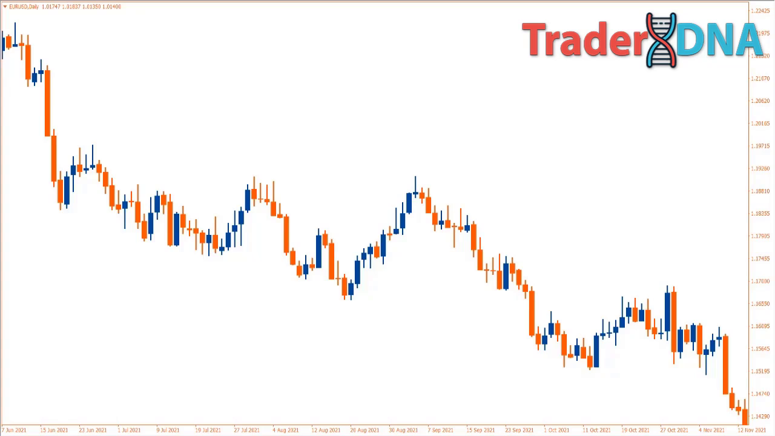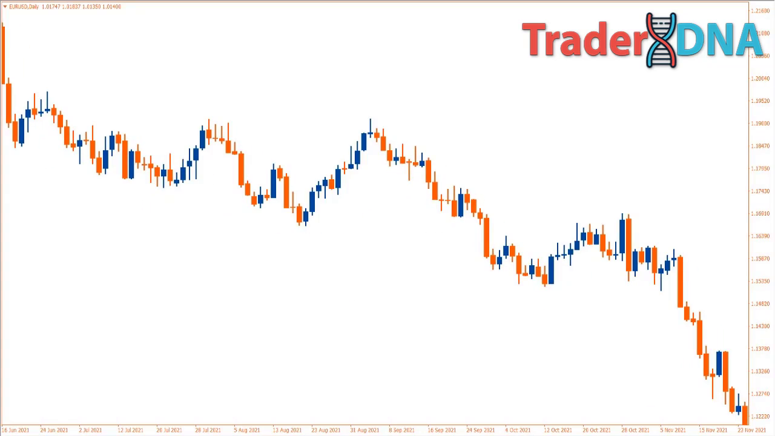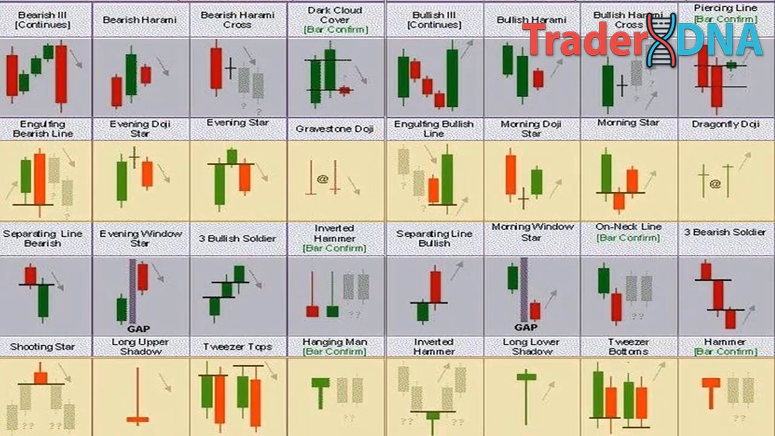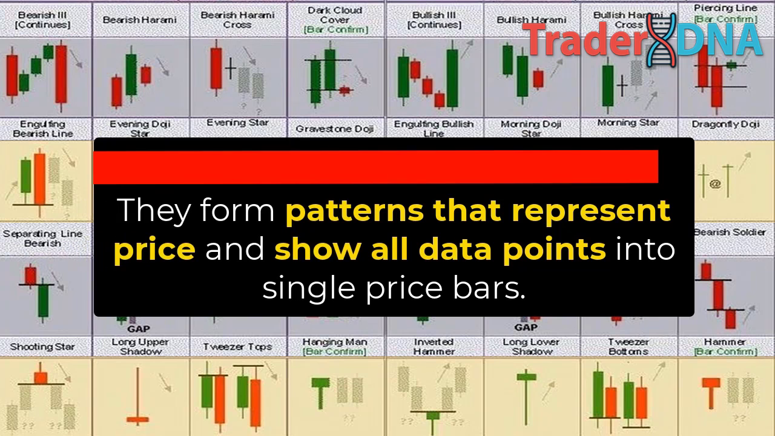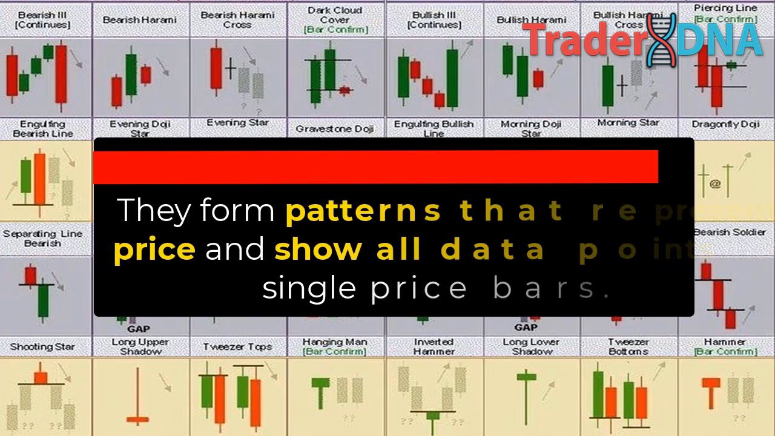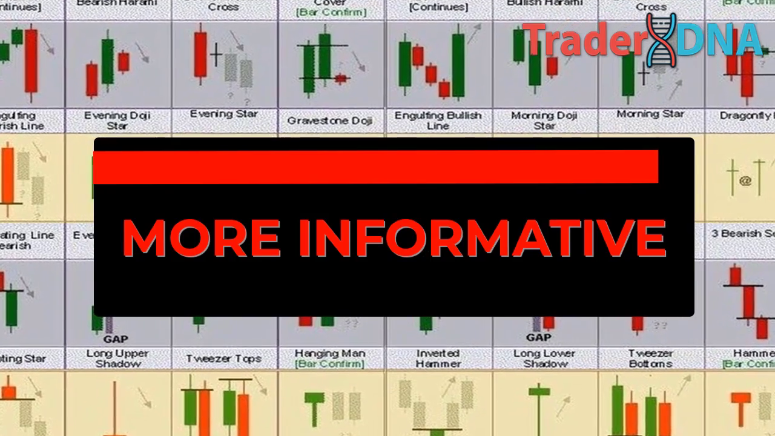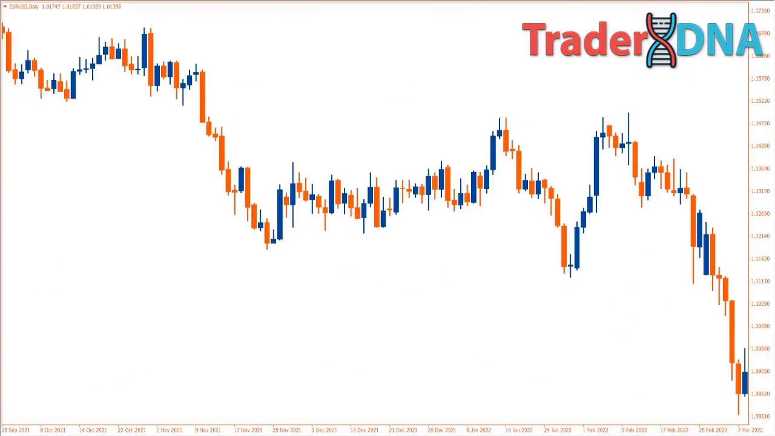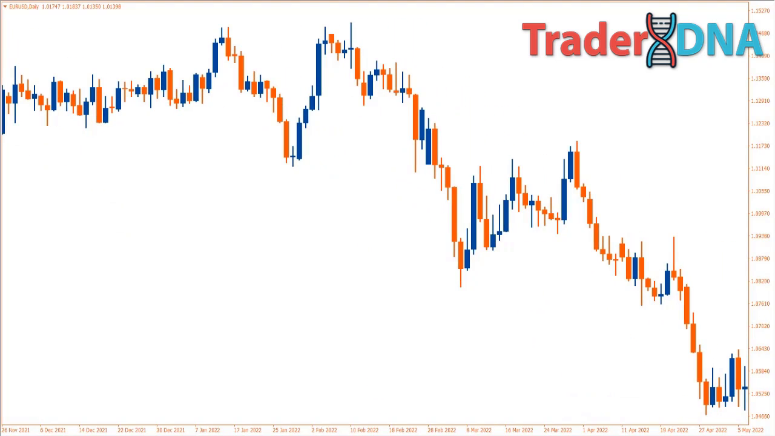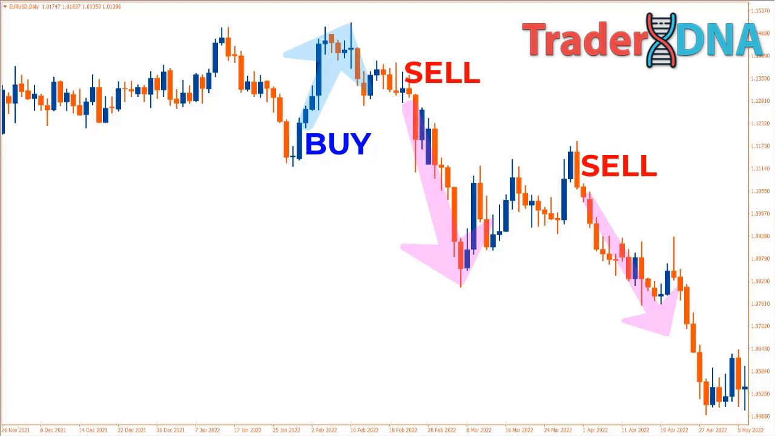Candlesticks are part of the most common technical analysis indicators in trading. Learning to use candlesticks in your analysis will definitely take you to places because they form patterns that represent price and show all data points in single price bars. This makes them more informative than the traditional simple bars and able to provide useful insights into the changes in the market. As a result, the analysis would be richer, which could lead traders to make better predictions and get a better understanding of the strength in the upcoming trend.